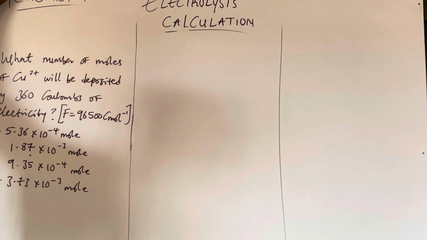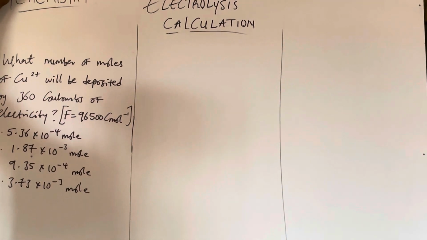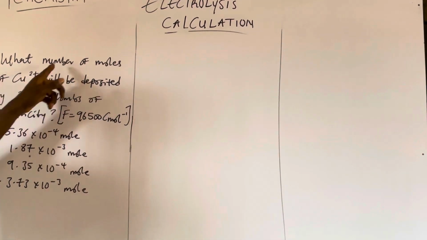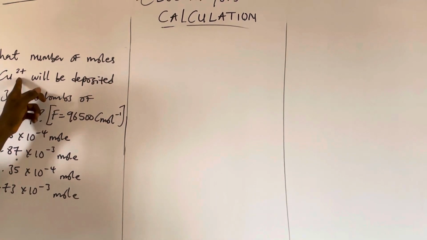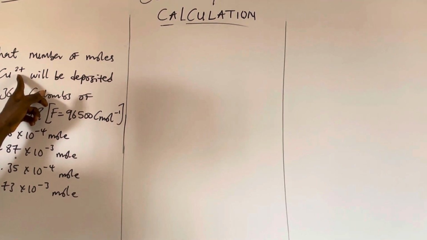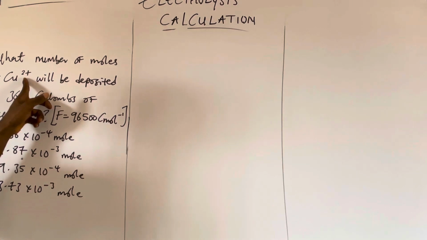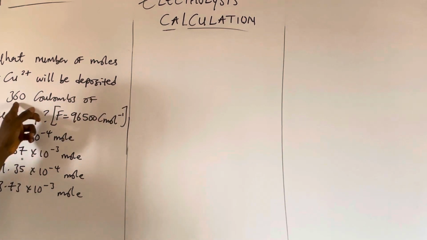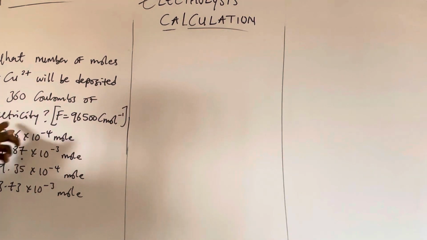Now look up, everybody. It says, what number of moles of copper two, this is copper ion, hope you know, will be deposited by 360 coulombs of electricity.